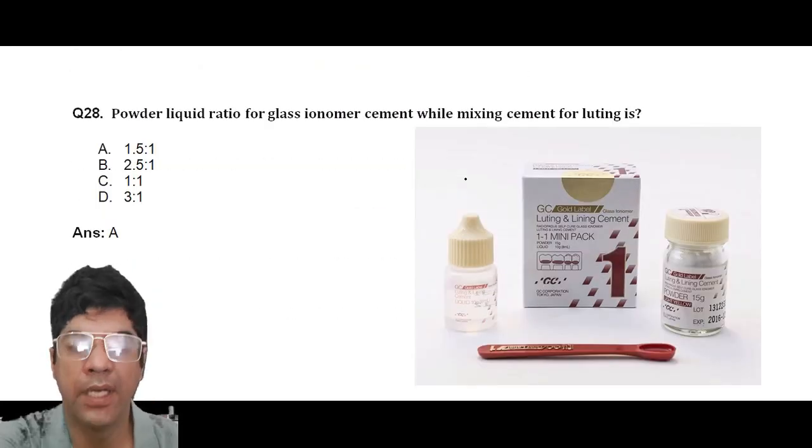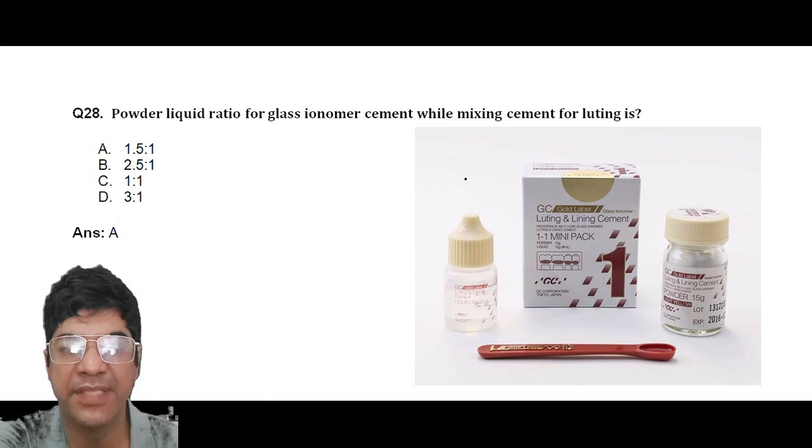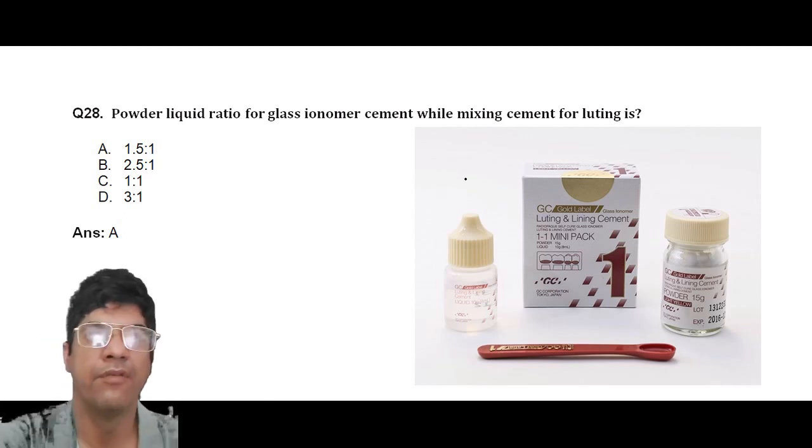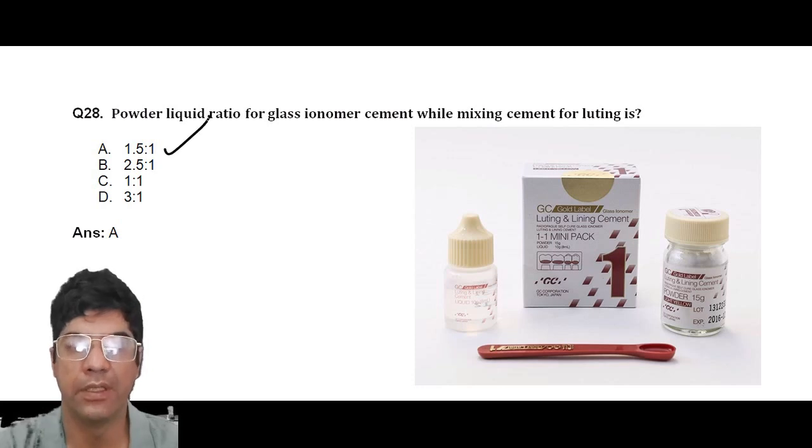The powder liquid ratio used for mixing when used as a luting agent is 1.5:1.